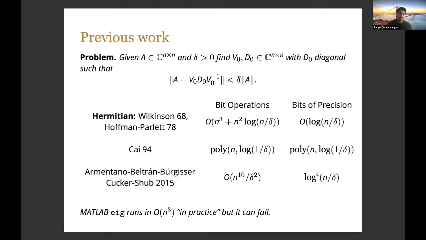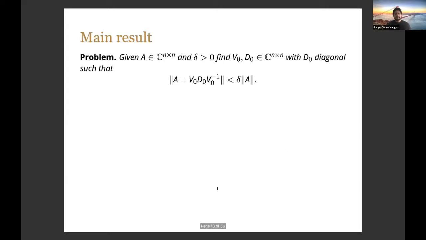As a side note, MATLAB's eig command runs in n cubed in practice. That's what is observed, but there are no known guarantees. And actually, there are no guarantees because it can fail. So there was still a gap between what can be proven and what's observed.